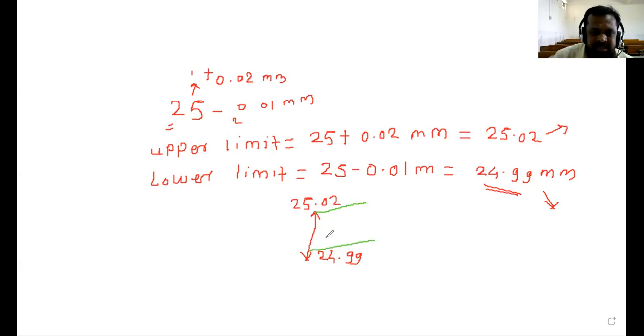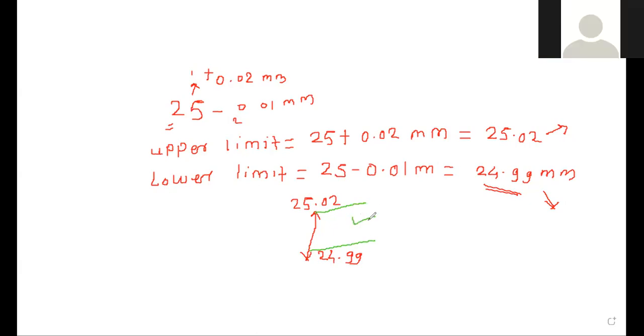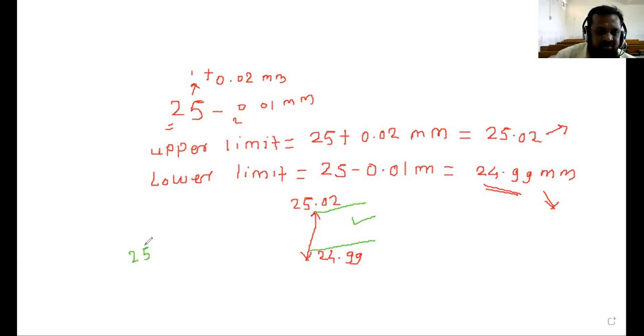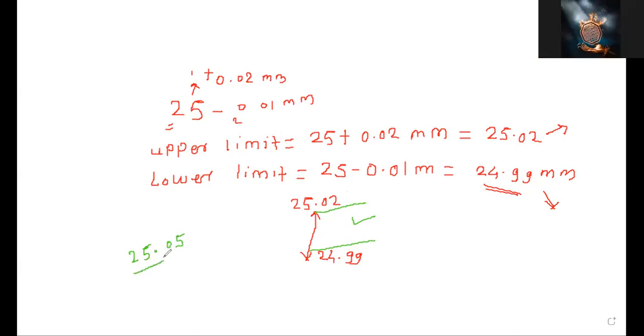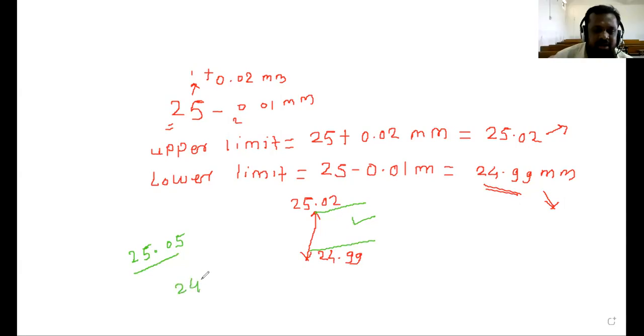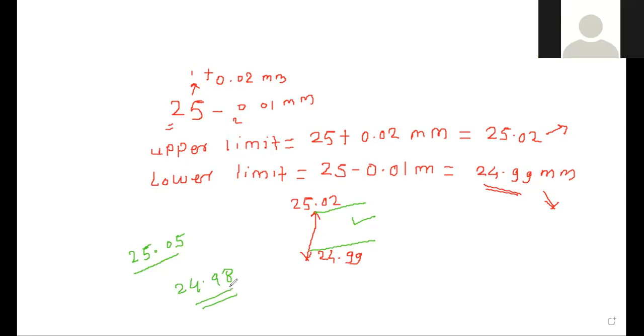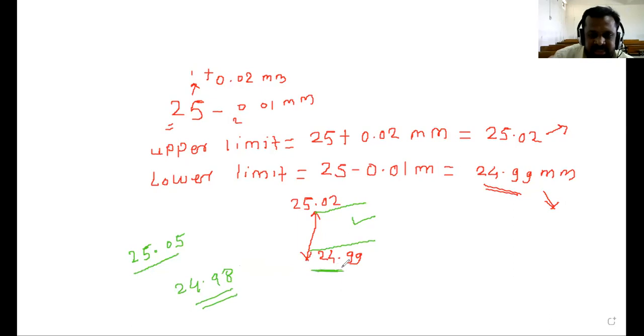If it is in between that, suppose we have prepared the shaft, then it is acceptable or rejectable? Acceptable. Suppose we have prepared the shaft of 25.05, then it is acceptable or rejectable? Rejectable. And suppose we have prepared the shaft of 24.98, then acceptable or rejectable? Rejected. What is the lower limit? इथपर्यंत आलं तर चालतंय, त्याच्या खाली गेलं तर नाही चालणार ना.